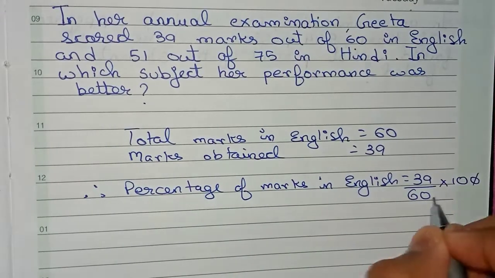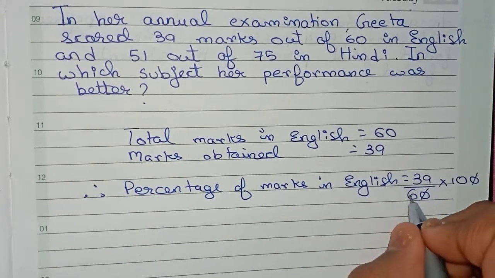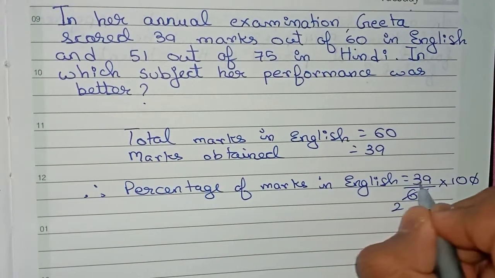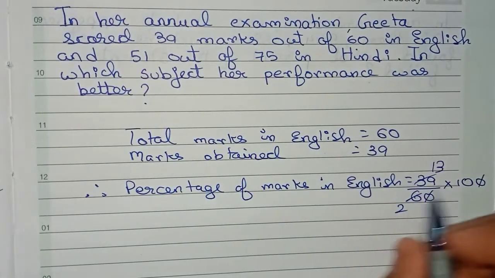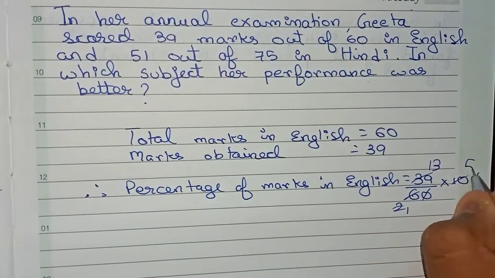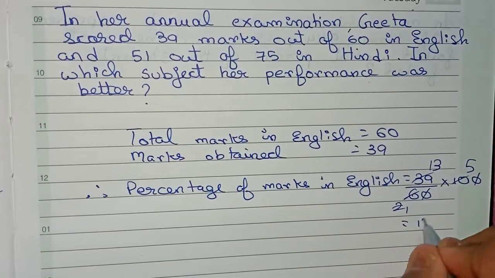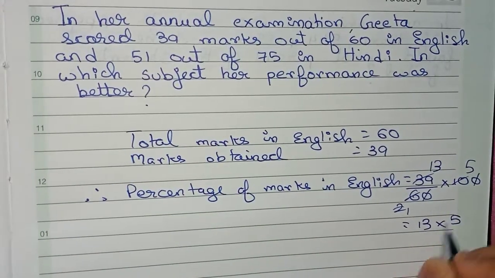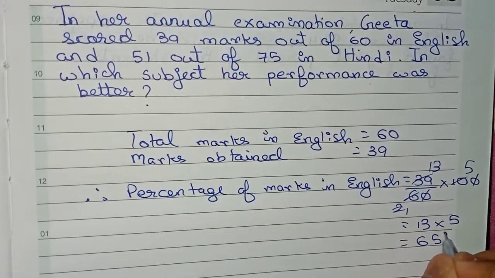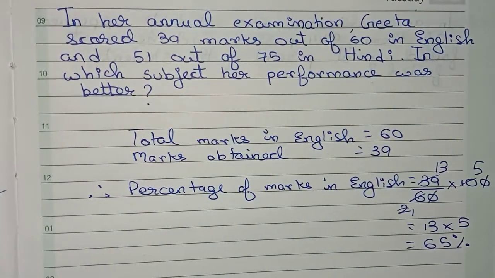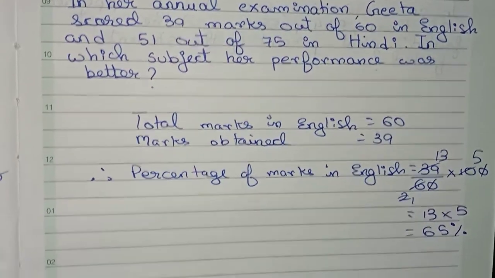So first I cut the zeros. Now I got 6 and 39, by 3. So now I got 2 and 10, it will become 5. So it becomes 13 into 5, which is equal to 65%. So therefore, the percentage of marks in English is 65%.